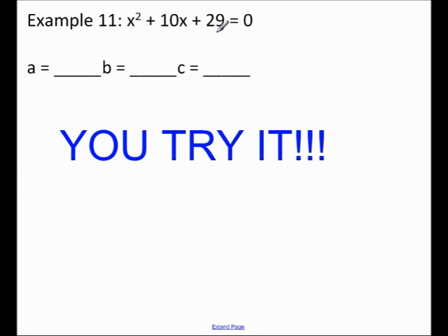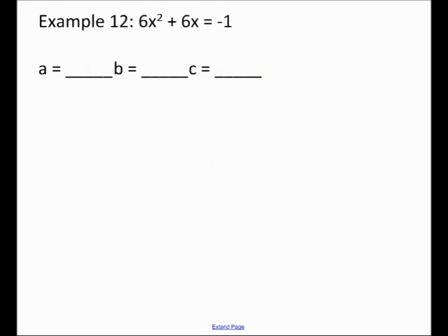Alright, give this one a try. It's already set up nice and easy for you. We got our 1, our 10, and our 29. See what you can do. Hit pause and give it a try.